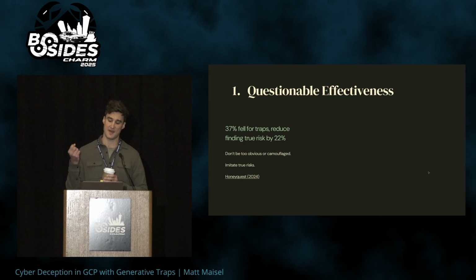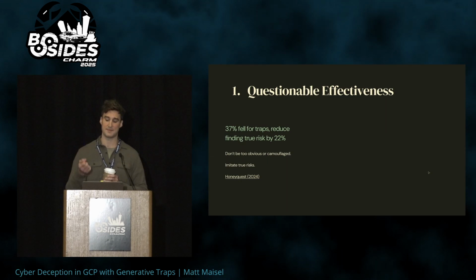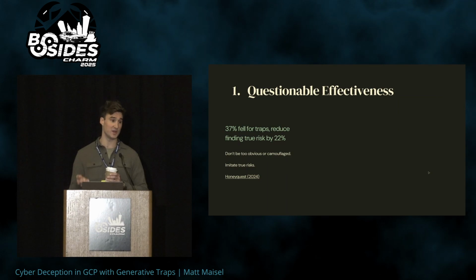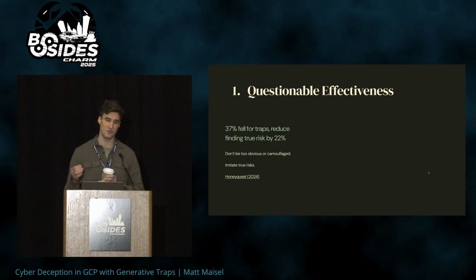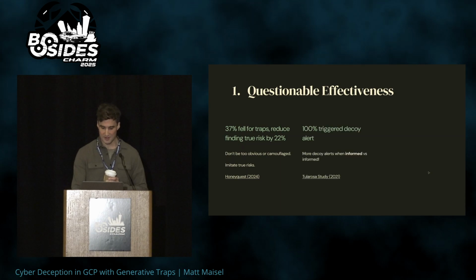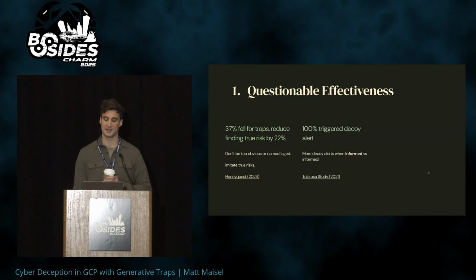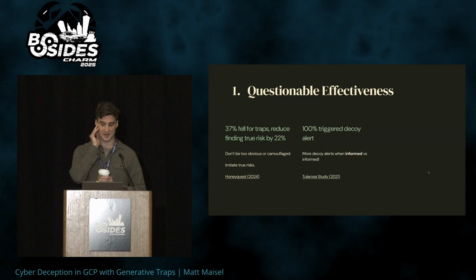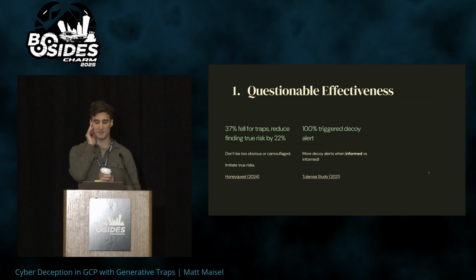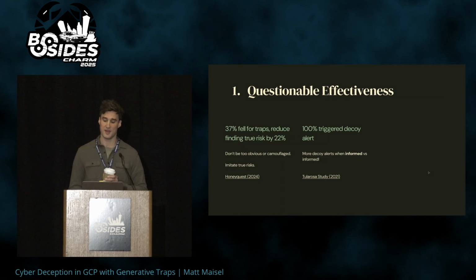And in that study, they found that traps reduced attackers' ability to find true risks in that experiment by 22% on average, and that the humans in the experiment fell for traps about 37% of the time. There was a study back in 2021, the Tularosa study, where a group of 130 red teamers were recruited and basically went wild on a network.